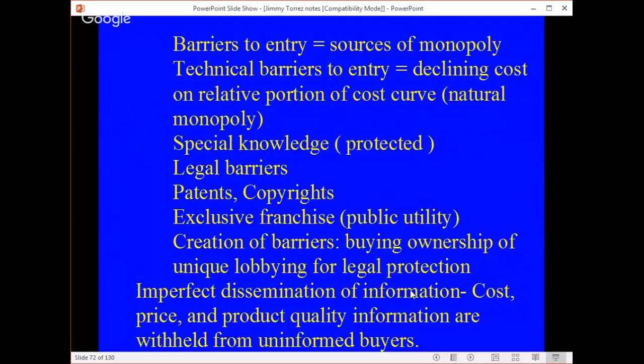Or they can basically just lobby for legal protection. And finally, there's imperfect dissemination of information. Cost, price, and product quality information are withheld from uninformed buyers and potential entrants, potential competition.